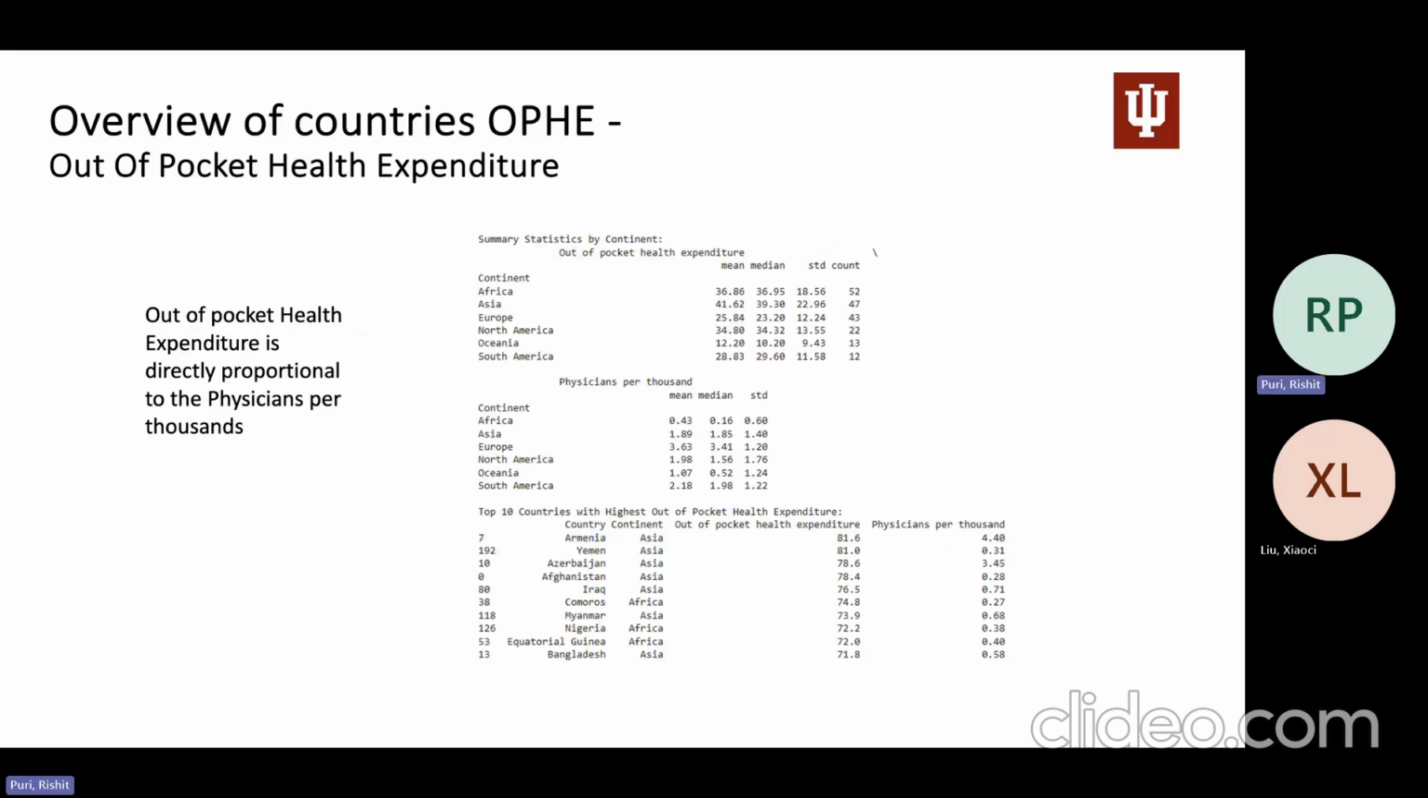Our dataset also includes another important factor, which is known as out-of-pocket health expenditure. In this summary statistics, we have shown the out-of-pocket health expenditure for the top 5 countries and also the physicians per thousand, which is the number of physicians available per thousand people in that particular country. The top 10 countries with the highest out-of-pocket health expenditure were Armenia, Yemen, Afghanistan, Iraq, and so on. Out-of-pocket health expenditure is directly proportional to the physicians per thousand, as mentioned before.